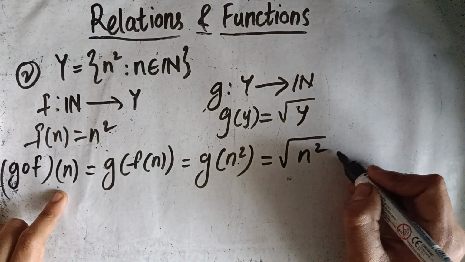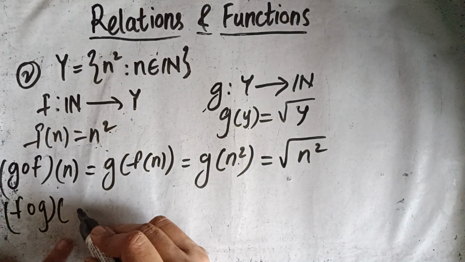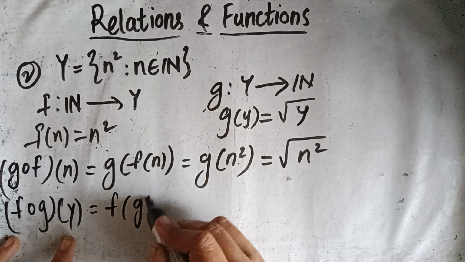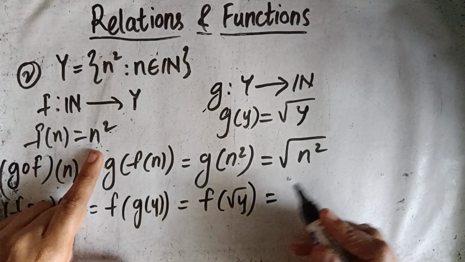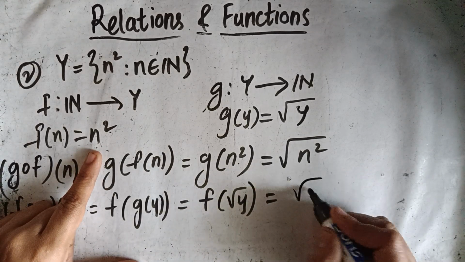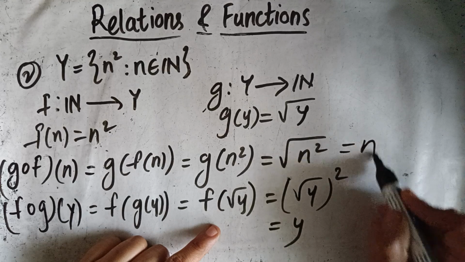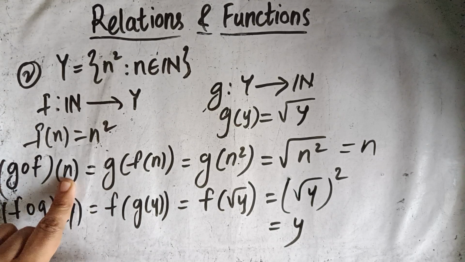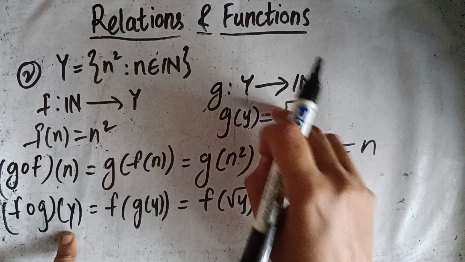Okay, so f composite g of y, g of y is root of y, so this is root of y squared, which is y, and this is n. So when we are putting this n, we are getting n. For y, you are getting y. So this is invertible. Okay, so f inverse is g.